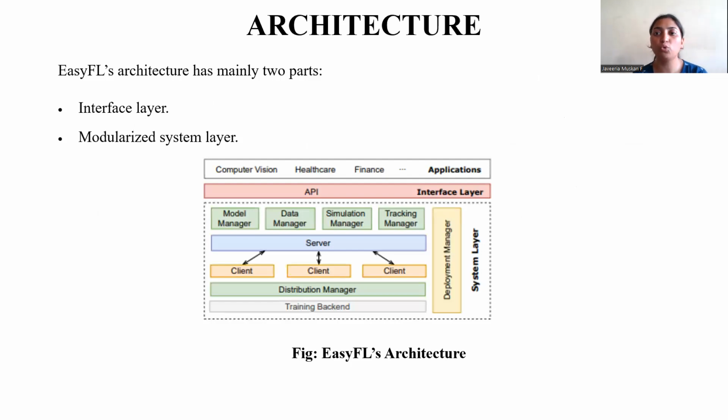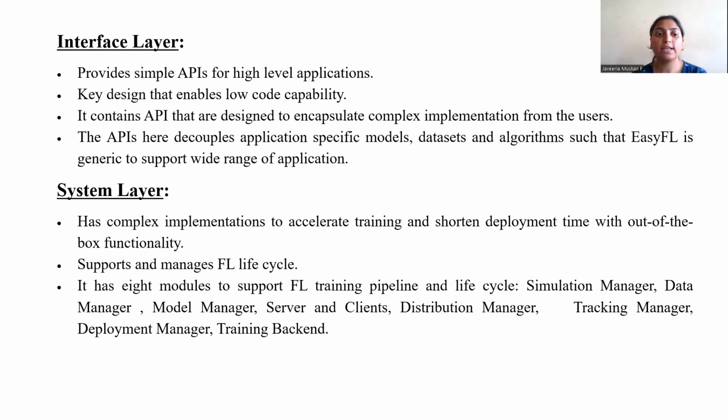EasyFL architecture basically has two parts: the interface layer and the modularized system layer. The interface layer provides simple APIs for high-level applications, a key design that enables low-code capability. It contains APIs that are designed to encapsulate complex implementation from the users. The APIs here decouple application-specific models, datasets, and algorithms such that EasyFL is generic to support a wide range of applications. Coming to the system layer, it has complex implementation to accelerate training and shorten deployment time with out-of-the-box functionalities, and supports and manages the federated learning life cycles.